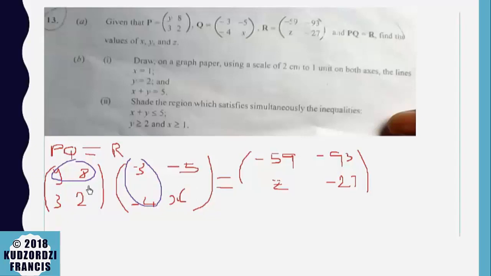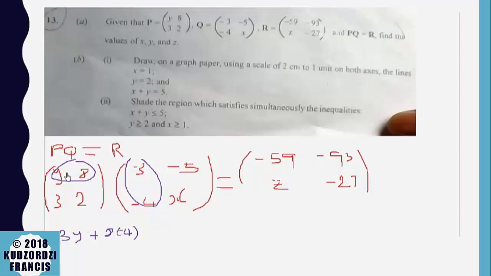After that, we take the second row and the other ones. So let's take the first one first. We have y times -3, which will give us -3y. Then plus 8 times -4.